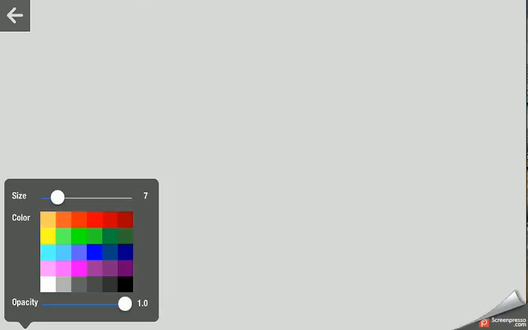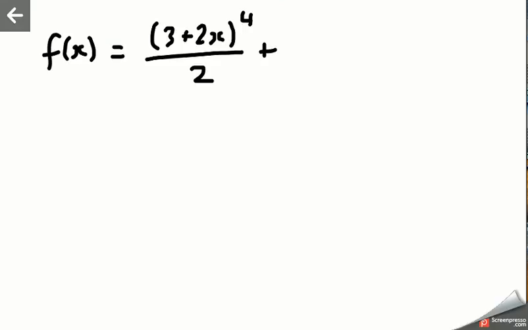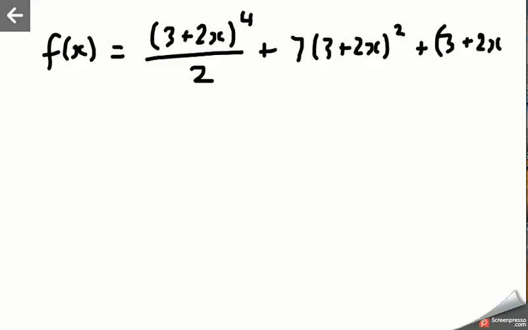So final example, let's take f of x equals 3 plus 2x to the power of 4 divided by 2, plus 7 times 3 plus 2x squared, plus 3 plus 2x. Okay, that's all well and good.